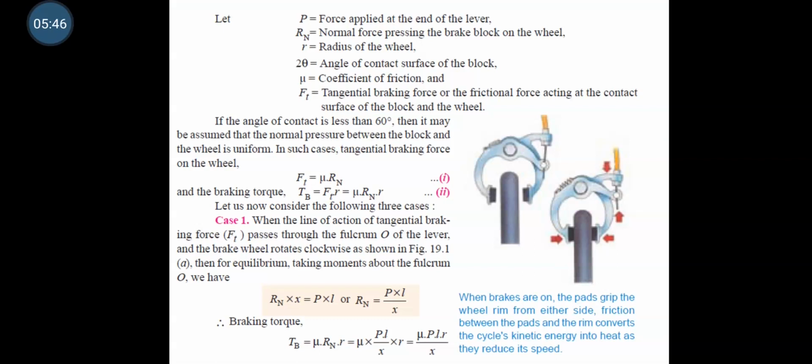The picture shows the brakes are on; the pads grip the wheel rim from either side. The friction between the pad and the rim converts the cycle's kinetic energy into heat as they reduce its speed.